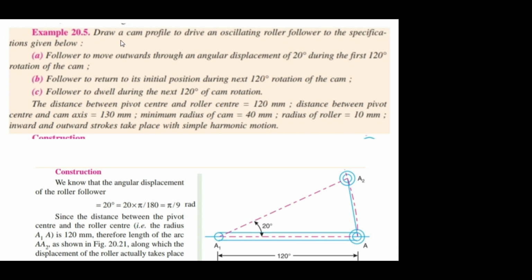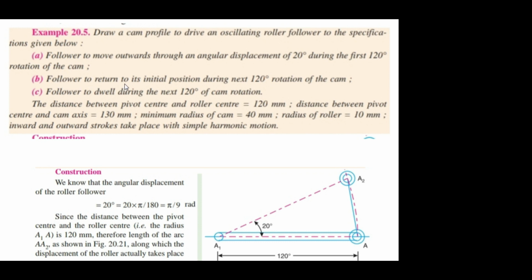See the data. Draw a cam profile to drive an oscillating roller follower to the specifications given below. First, the follower moves outwards through an angular displacement of 20 degree during the first 120 degree rotation of the cam.